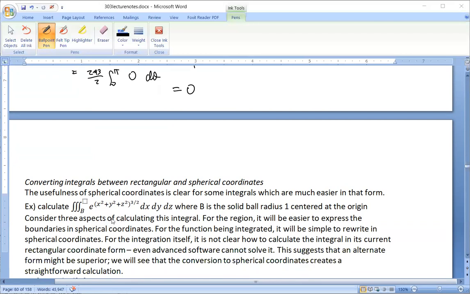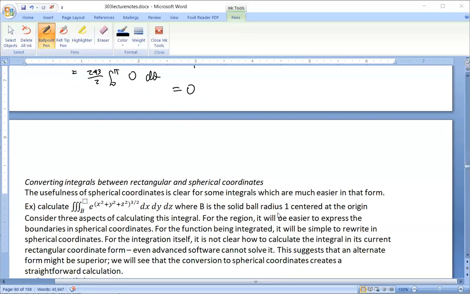So first of all, we know that this is a solid ball, radius 1. We've previously talked about how to think of the boundaries for r, for theta, for phi. It's a solid ball, radius 1. The smallest radius is going to be 0 at the origin. The largest radius is going to be 1. So 0 to 1 are your boundaries for r. Next, what about theta? Well, it's a solid ball, so theta wraps all the way around, 0 to 2 pi. And phi goes all the way from top to bottom, 0 to pi. So those are your boundaries.